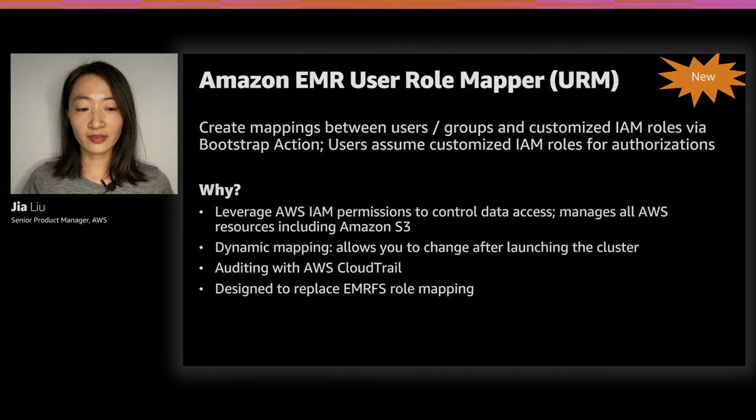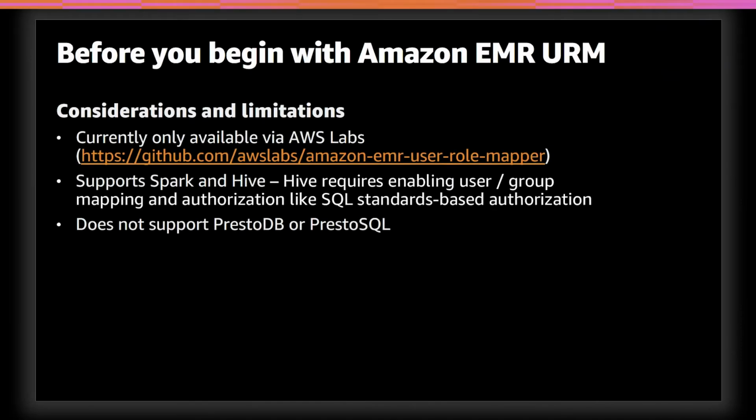With the above benefits, there are a few considerations before you enable URM. It is currently only available via AWS Labs, which is a GitHub repo managed by AWS. It currently only supports Spark and Hive, and there are some additional configurations required on Hive. For example, you need to enable user group mapping, and you need to enable authorizations like SQL standards-based authorization. It does not support PrestoSQL or PrestoDB currently.